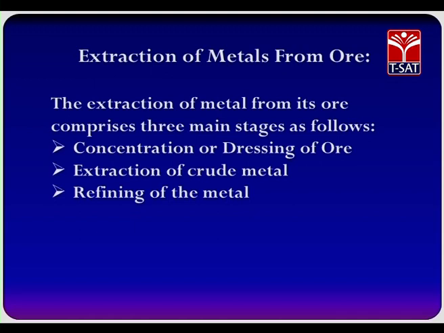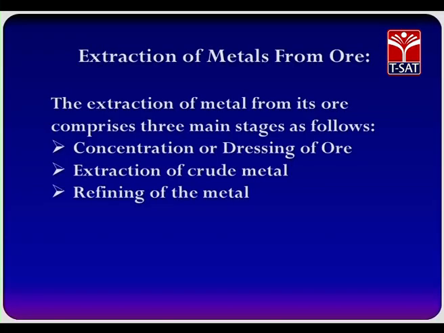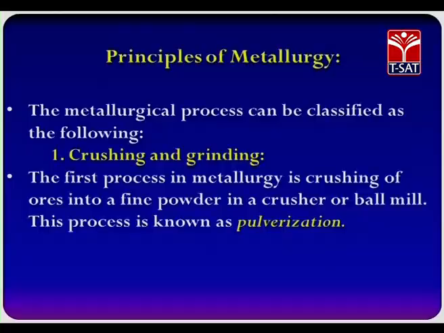So, extraction of metals mainly has 3 stages to be followed, children. The first stage is concentration or dressing of ore, and the second stage is extraction of crude metal, and the third stage is refining of metal. So, where is this ore obtained, children? It is obtained from the earth's crust. So, it is mixed with different types of impurities like sand, mud. So, the first thing you have to see is after taking it from the earth's crust, it has to be first cleaned. So, let us start with the different metallurgical processes, children.